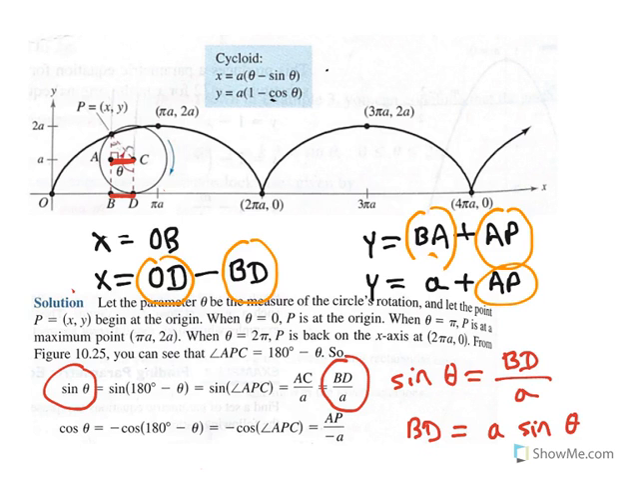Almost. I have BD, but I have to talk about OD. What is OD? It's actually pretty simple. OD is the distance from the origin to this point, corresponding to the angle of rotation given by theta. And if you look at number 4 from our prerequisite worksheet, we know that the length of arc PD, which is equal to the distance from O to D, is how much the circle has rolled.